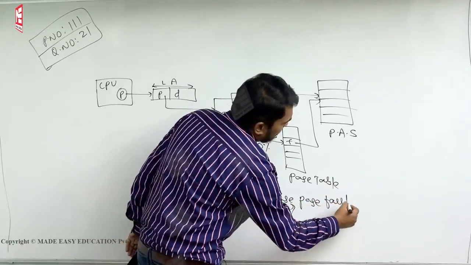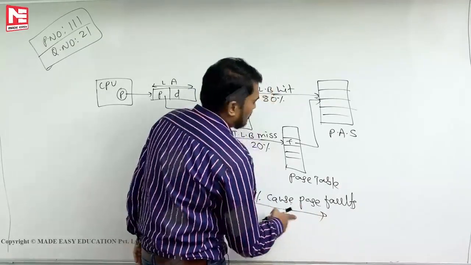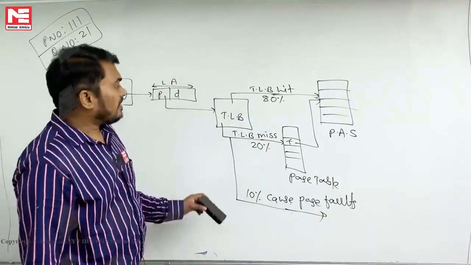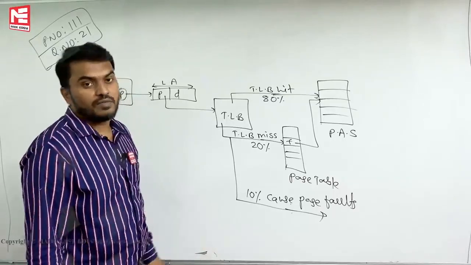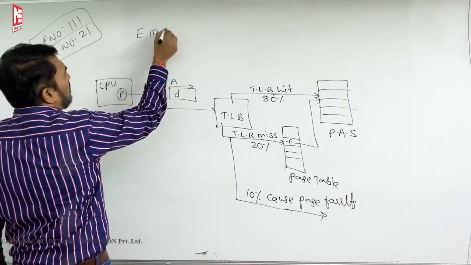So this is the meaning of the question. 10% cause page faults. This is how you need to draw the diagram. This is the interpretation of the question. Now let's try to solve the problem here.